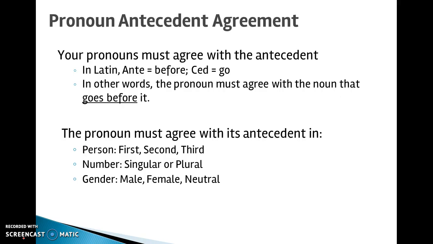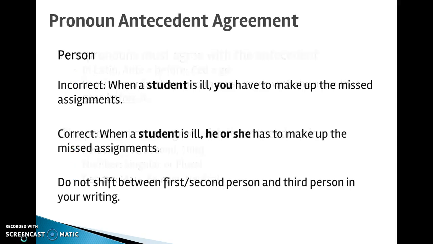The first is person. You need to stick to first, second, or third. The second is number, whether it's singular or plural. And the third is gender, staying with male, female, or neutral pronouns. Let's take a look at a couple cases.